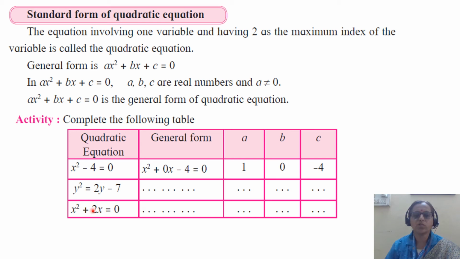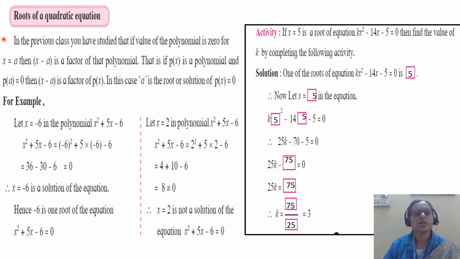x square plus 2x is equal to 0. General form, x square plus 2x plus 0 is equal to 0. Value of a is 1, value of b is 2 and value of c is 0. Like this you complete this activity. Study the roots of quadratic equation.